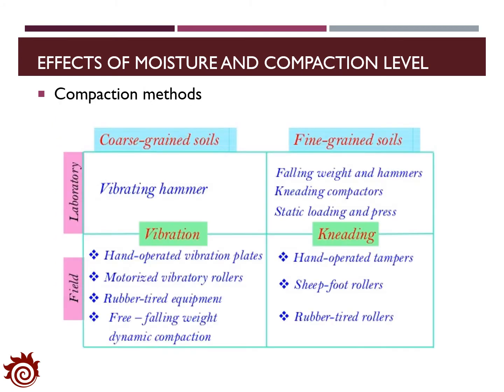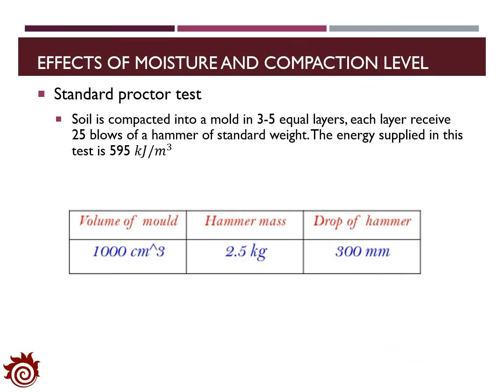In reality, there are a lot of methods applied for soil compaction in laboratory and field. Basically, for coarse-grained soil, we will use the vibration method, and for fine-grained soil, the kneading method is applied. The table here actually shows more details about the vibration method and kneading method. Here I will introduce one soil compaction method, the standard compaction test.